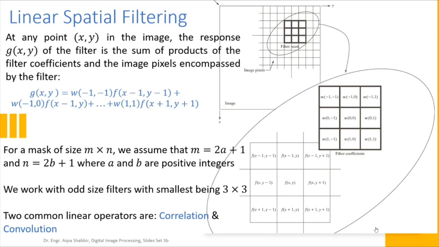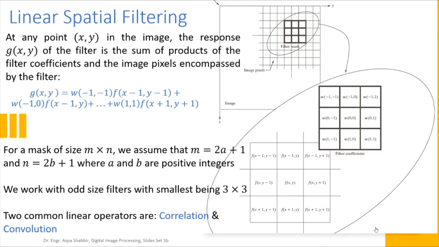You can observe here that the center coefficient of the filter, w(0, 0), aligns with the pixel at location x, y. In the example shown over here, the size of the filter is 3 by 3 and the response g(x, y) is a sum of 9 terms. Each term is a product of the filter coefficient and the image pixel at that location.